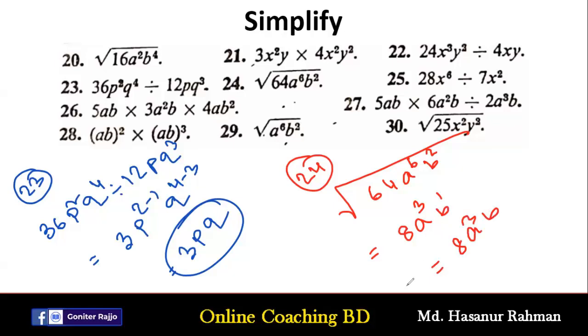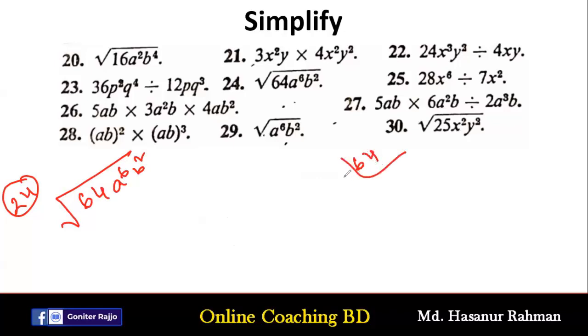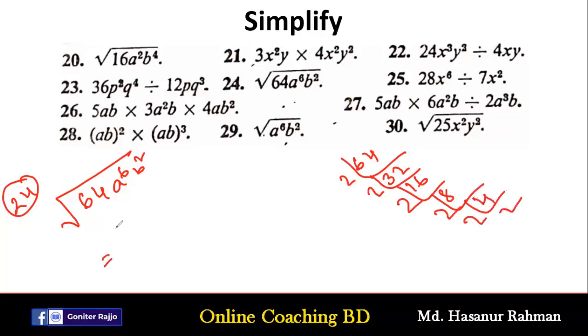And you can solve this one in another way. Look at the square root of 64 a to the power 6 b square. Look, 64 means we can divide it by 2. That means we have to convert it into index form. So 64 divided by 2 is 32. We can divide 32 by 2 again, it will be 16. 16 by 2, it will be 8. 8 by 2, it will be 4. 4 by 2, it will be 2. So 64 actually means 2 to the power 6. 2 to the power 6 multiplied by a to the power 6 multiplied by b square.